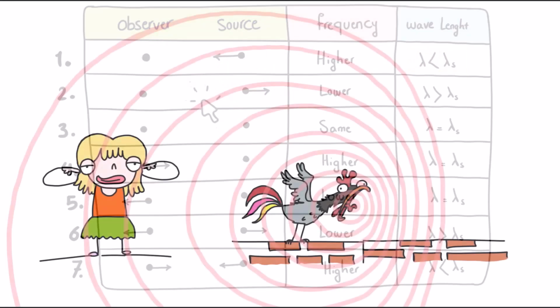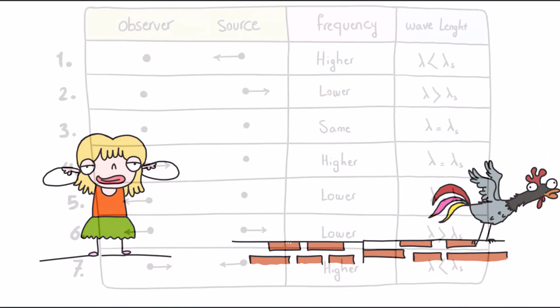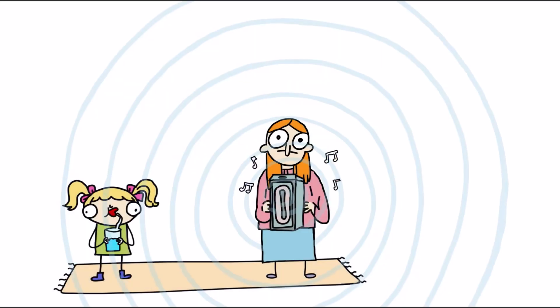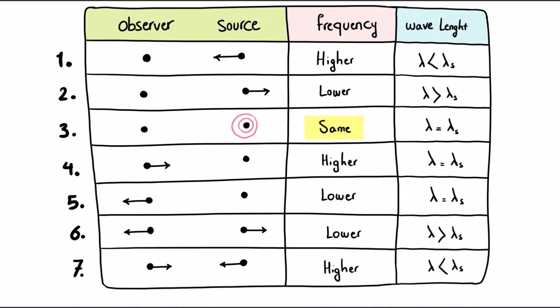Case 2. Observer is still. Source is moving away from the observer. Frequency decreases. Lower pitch. Wavelength behind the source becomes longer. Case 3. Both observer and source are still. Frequency stays the same. Wavelength stays the same.